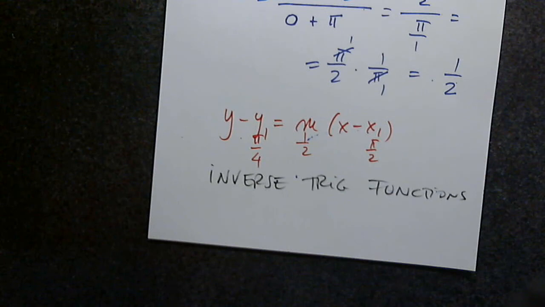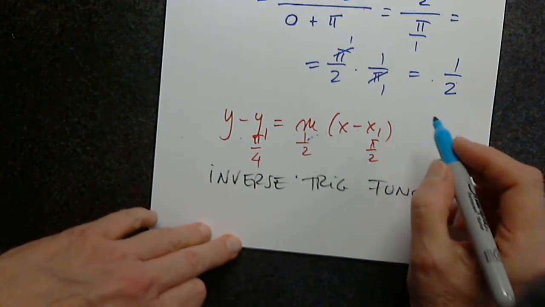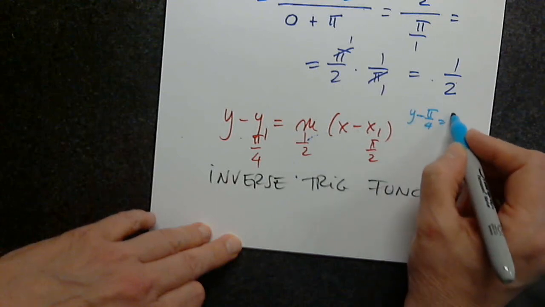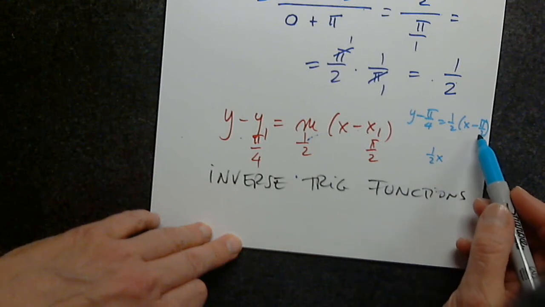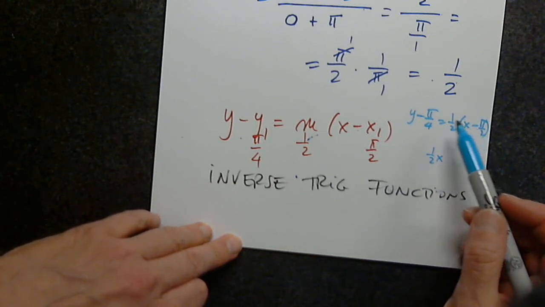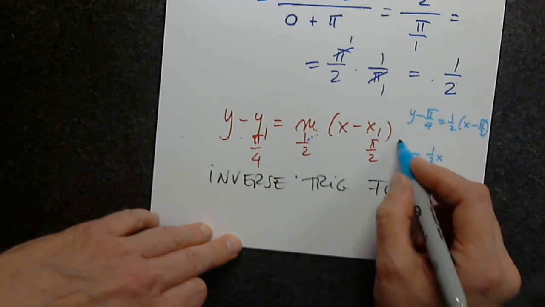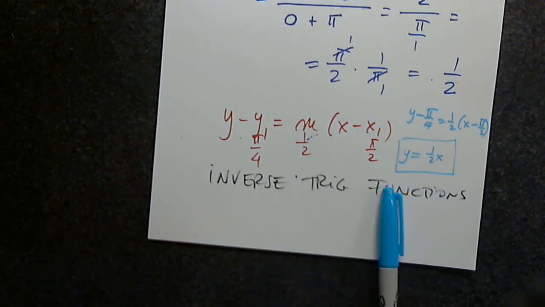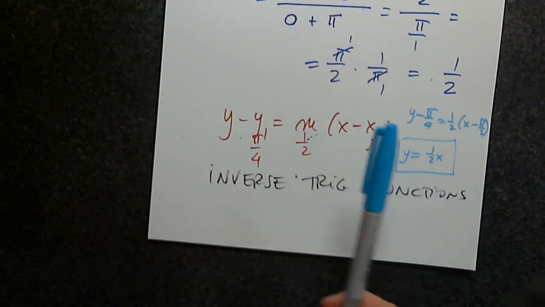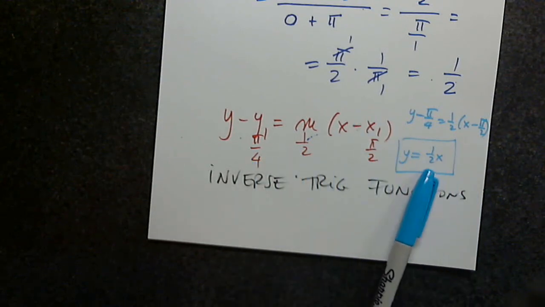Oh, I can finish it up. So we have y minus pi over 4 equals 1/2 times x minus pi over 2. So I have 1/2 x minus pi over 4. Oh, that's really nice. But with plus pi over 4, goodbye. So this is it. 1/2 multiplied by negative pi over 2 is negative pi over 4, but I have a negative pi over 4 on the left and a negative pi over 4 on the right, and they go away. So the equation of the tangent line to the graph at pi over 2 comma pi over 4 is y equals 1/2 x.